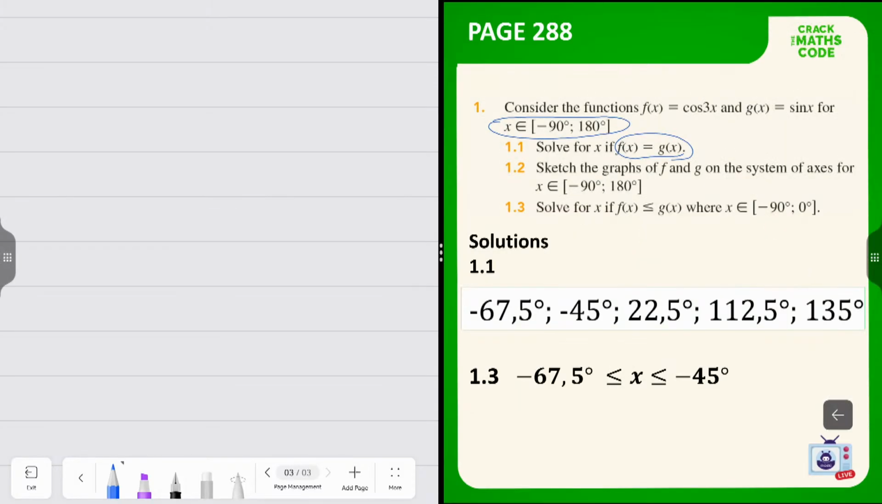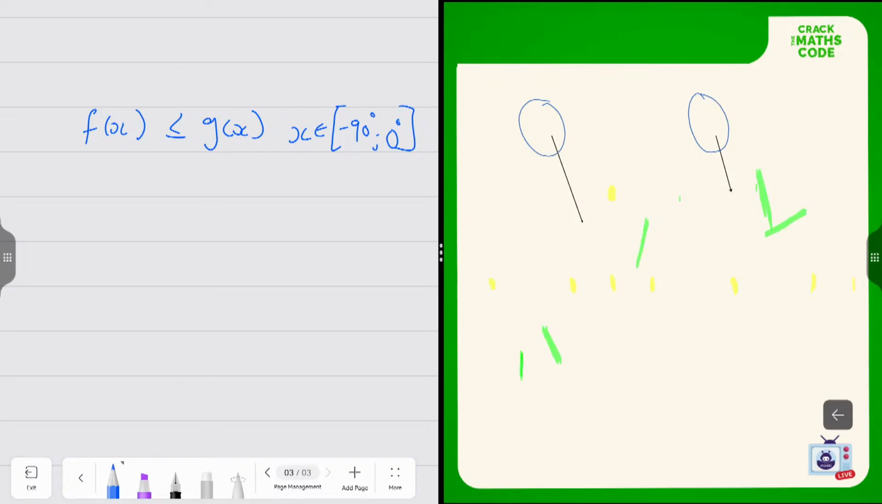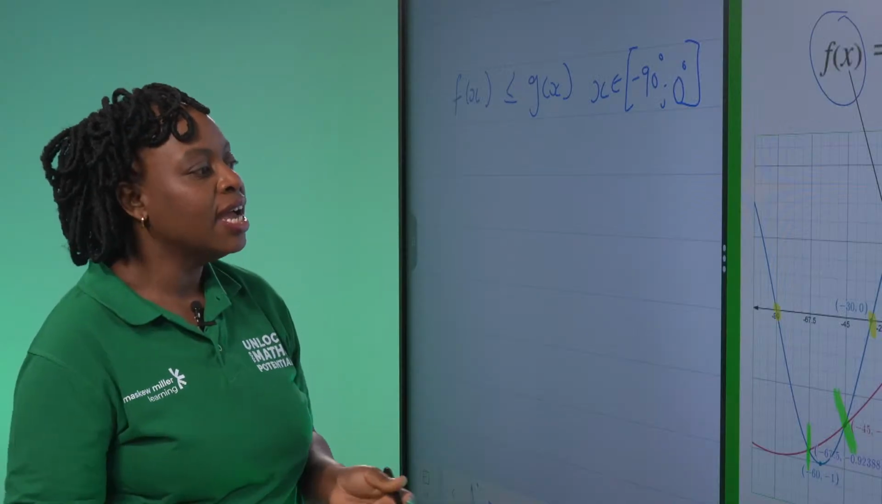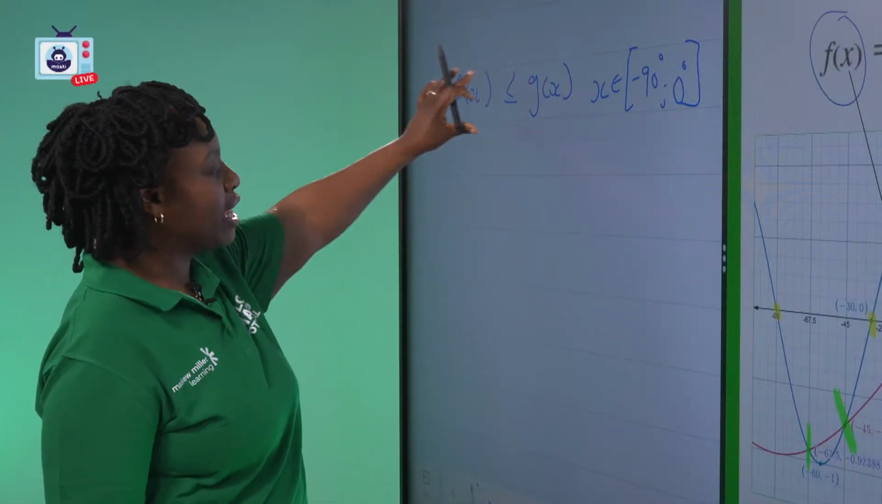And then the last question was like, solve for x if, let's write that down, if f of x is less or equals g of x. But this one is for interval x is an element of -90 and 0. I want to just write that down. Then we can go read it off the graph, because it's always important that you can read them off the graph. Yes, you can calculate, but it might take us a bit longer than now you already have the graph. You can just read.